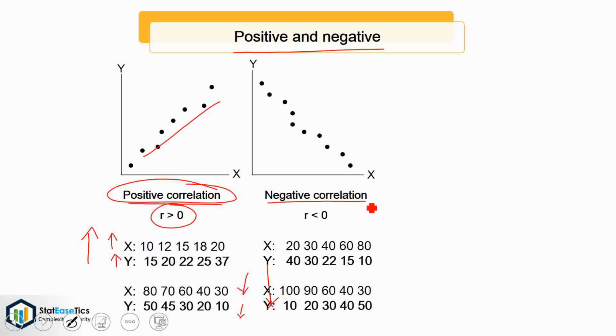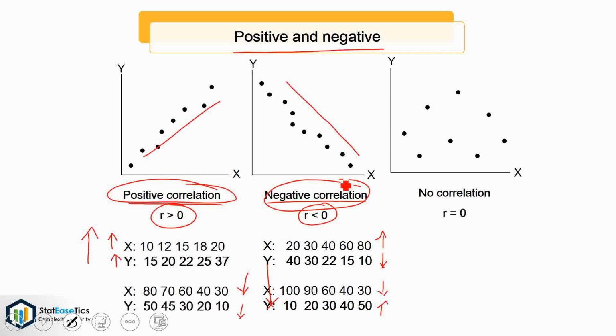Let's see negative correlation. Here r is less than 0. In the first example, we can see that as x is increasing, y is decreasing, and in the second example, x is decreasing but y is increasing. So here, one of the variables is increasing and the other is decreasing, or vice versa. Thus, it forms the negative correlation. And when we plot the graph and get the scattered points, then there is no correlation and hence r is equal to 0.